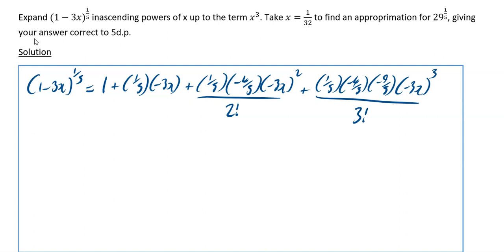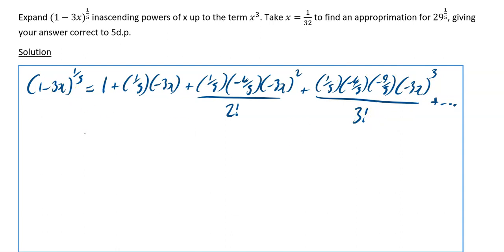I'm just going to go through that and talk about where we got all of those numbers from. So first of all, this is my n, which was 1/5, times my squiggle, which was minus 3x. This was my n times my n minus 1 times the squiggle squared divided by 2 factorial. This is n times n minus 1 times n minus 2 times the squiggle cubed divided by 3 factorial.